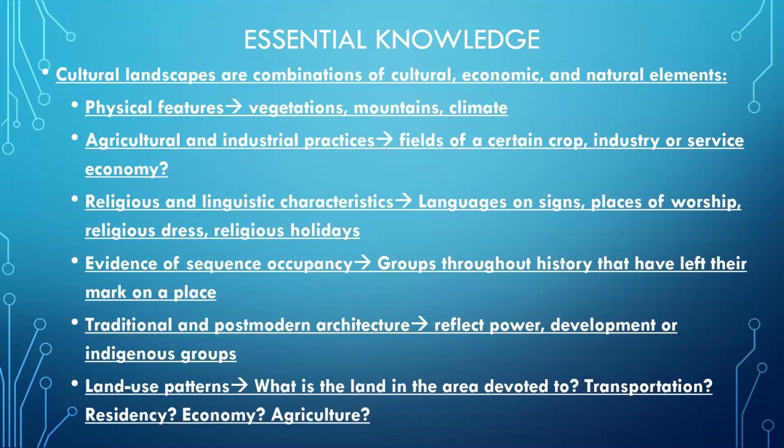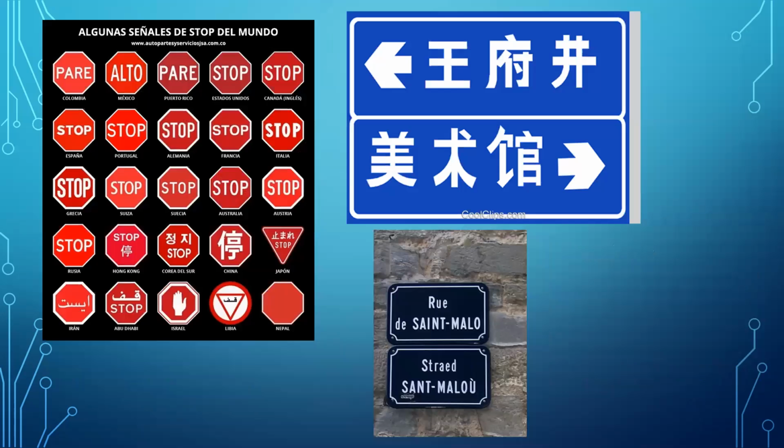Languages here. So, religious and linguistic characteristics. You can be able to tell what a place is like maybe just by looking at the language in the area. And sometimes you'll have those big signs in different languages. I mean, stop signs, a big indicator too.